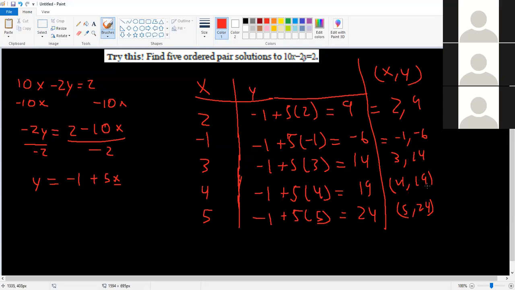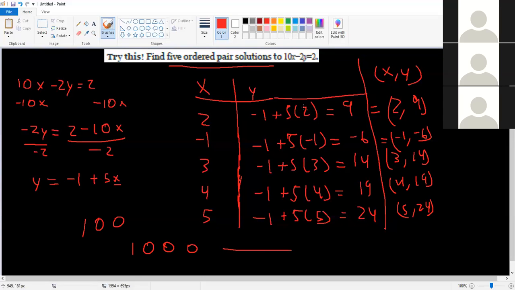Thank you. Very good job. The thing about this problem is that you can have any 5 ordered pair solutions. You can have 100, 1 billion. It can be anything. But as long as you plug in the x value into the equation and you solve for y and you get an ordered pair solution, then it's correct. Can someone put an ordered pair solution that they got from plugging in a different x value in the chat? Anybody?